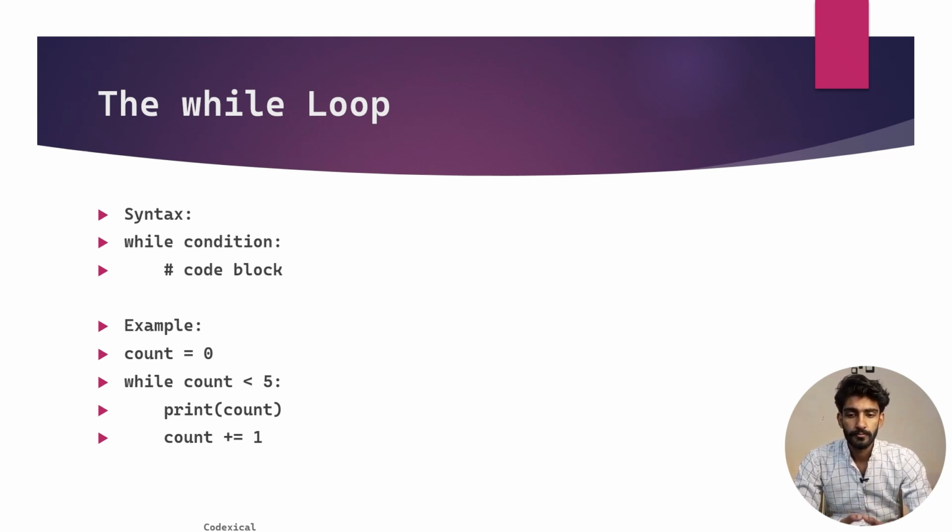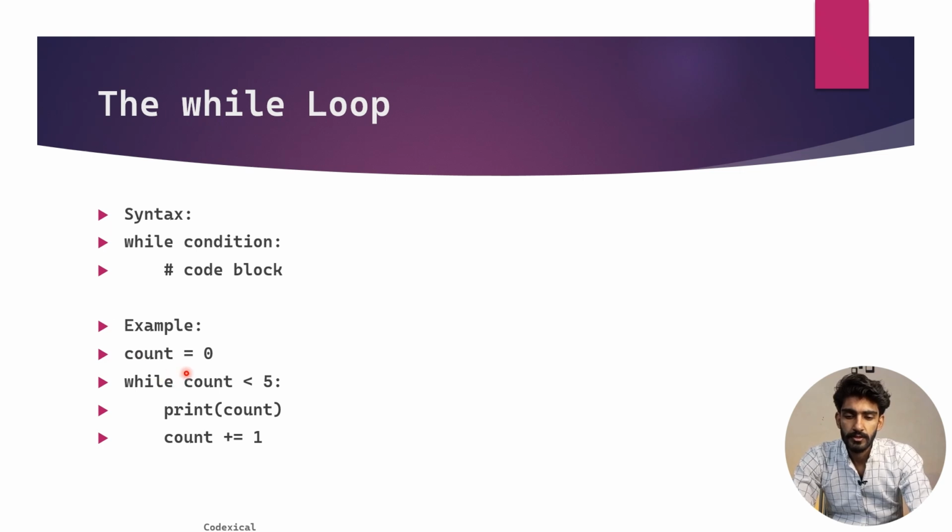The while loop. The while loop keeps running as long as its condition is true. This is useful when you don't know in advance how many times you need to run the loop. Its syntax is simple. You start with while and then the condition, and it will run according to the condition. You will see a simple example.